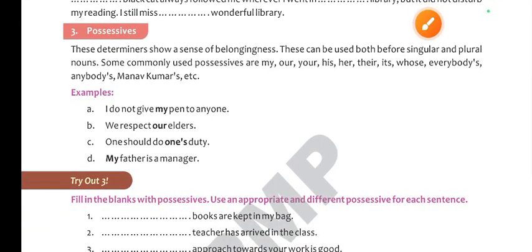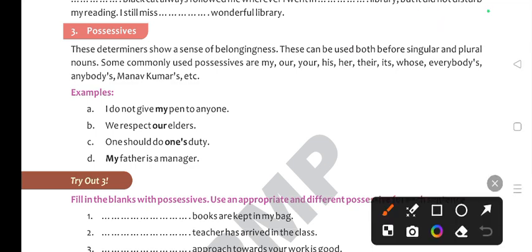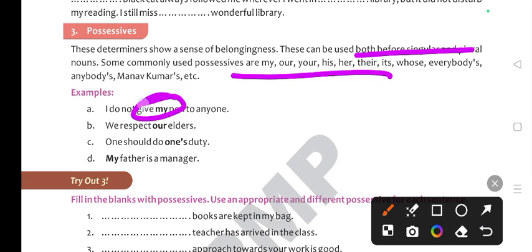Possessives. These determiners show a sense of belongingness. These can be used both before singular and plural nouns. Some commonly used possessives are my, our, your, his, her, their, its, whose, everybody's, anybody's, Manav Kumar's, etc. Examples: I do not give my pen. Here my is used to show possession, to show belongingness. We respect our elders. We should do one's duty. My father is a manager.